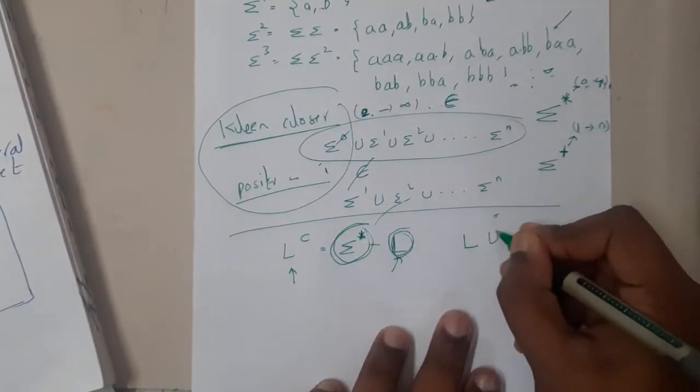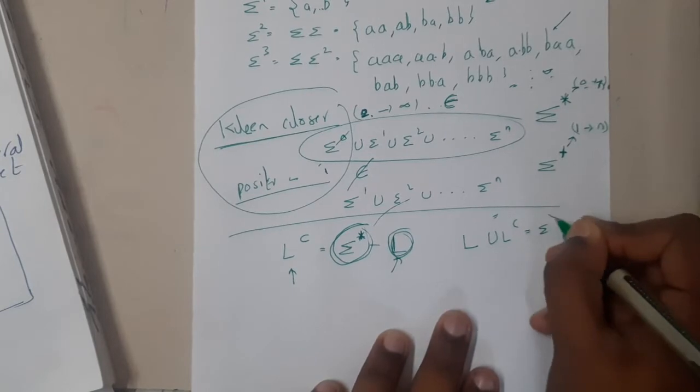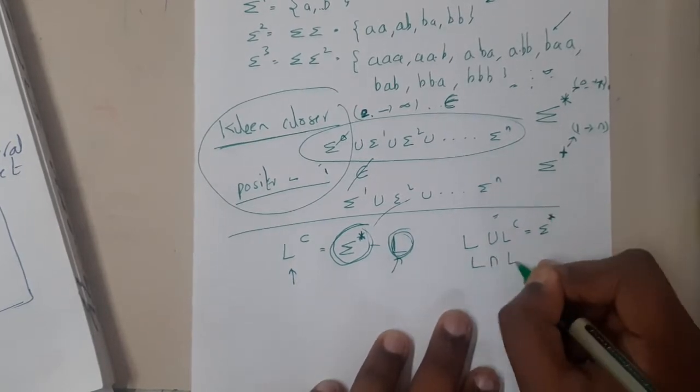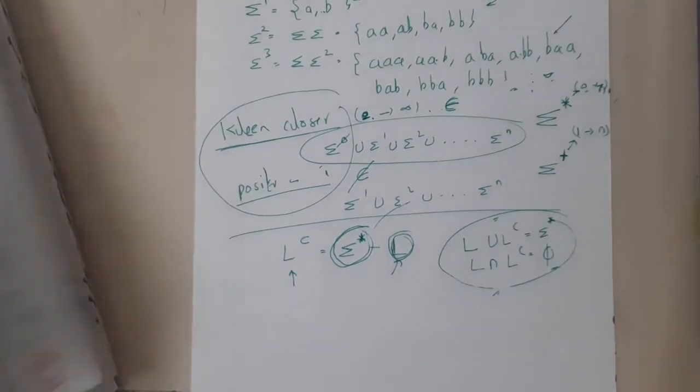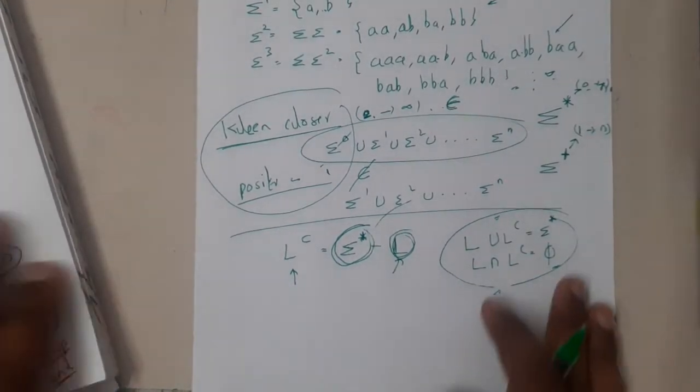In the same way, we can conclude a few things here. L union L complement is nothing but sigma star. Similarly, L intersection L complement would be the empty set. So these are some set properties. I think everyone can recall them, right? Okay. So now moving on to reverse.